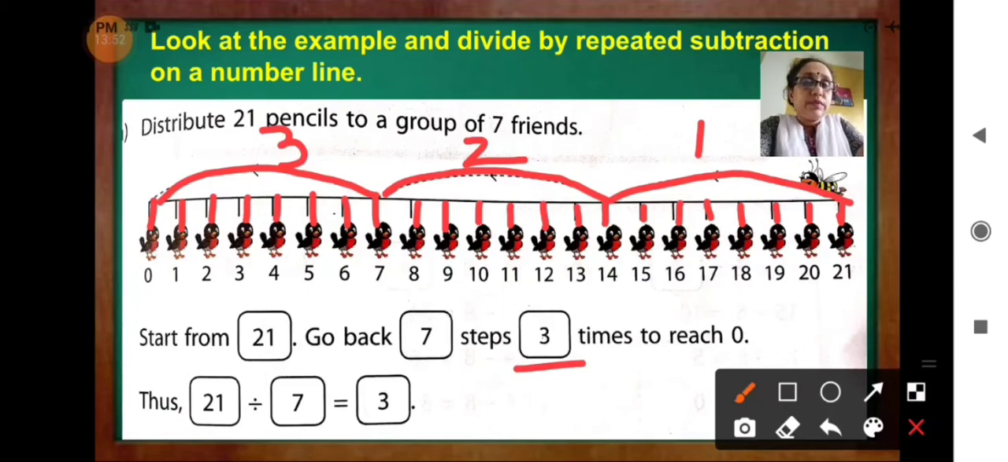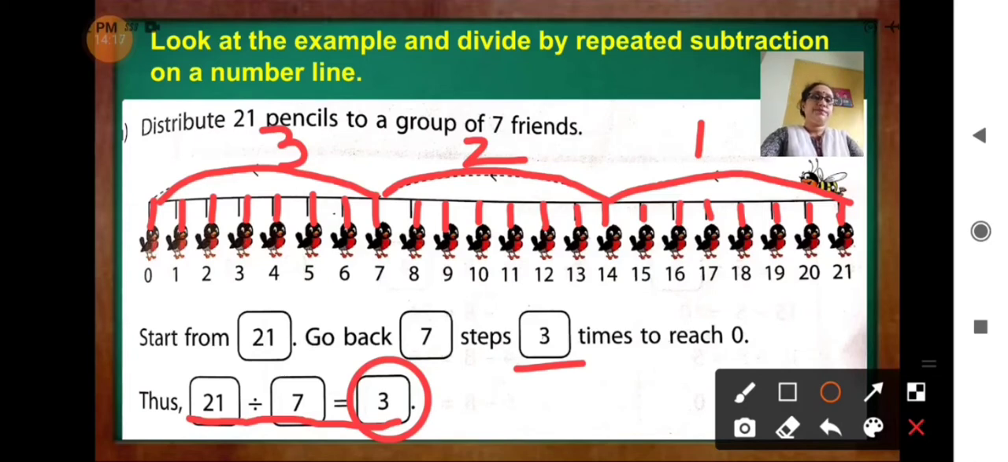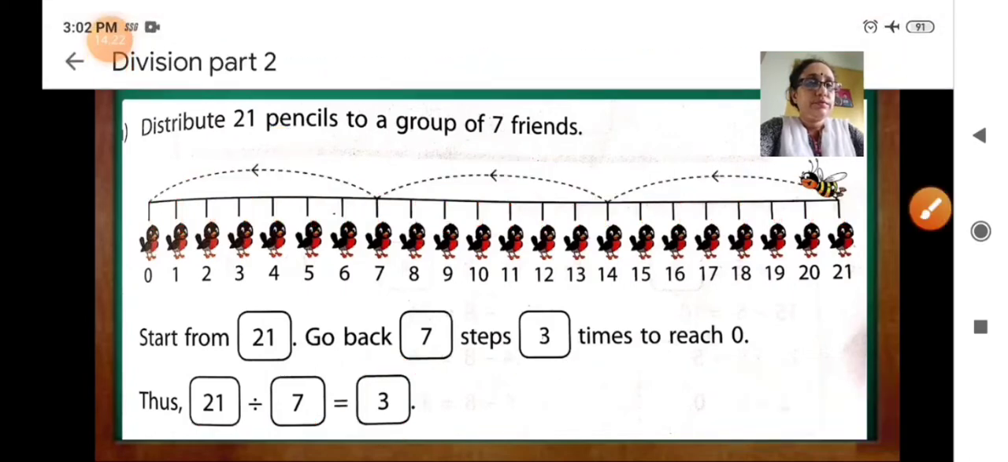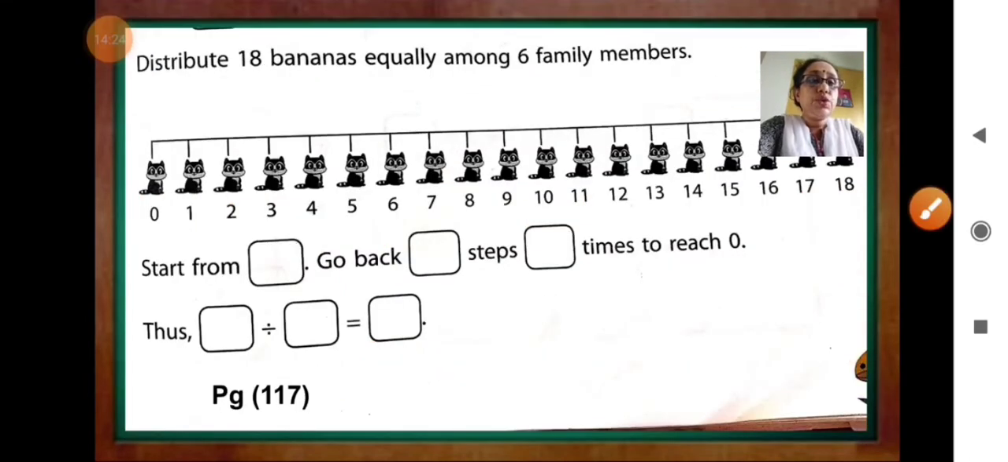Thus, for division, we write it like this: 21 divided by 7. You have to say the tables of 7 to get the correct quotient. Okay. So, 7 threes are 21. Here you can see 3 is written. Okay. Now let's do together.